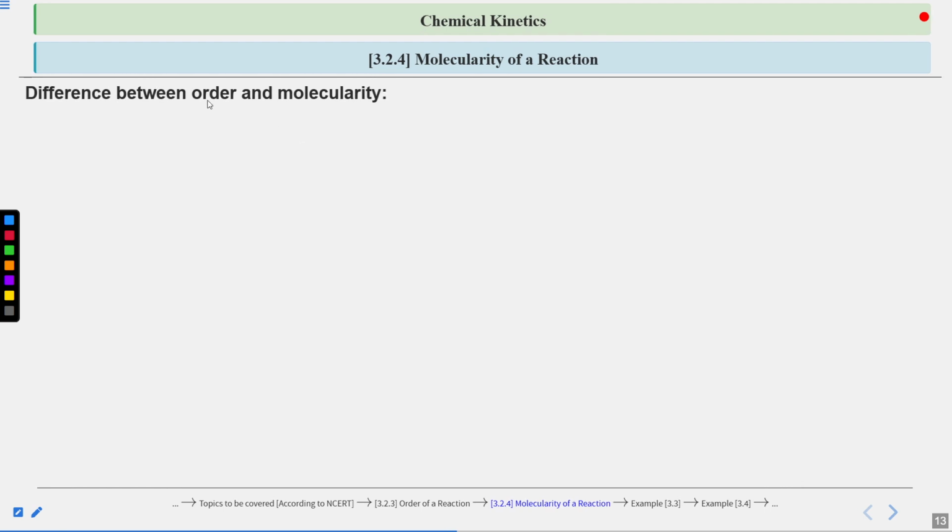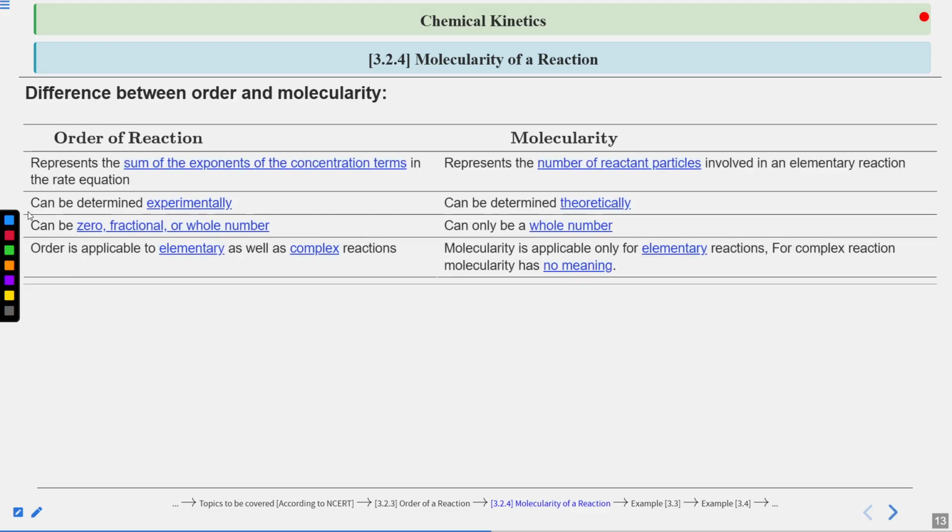Now let's see what the difference is between the order and the molecularity of the reaction. We can represent this with the help of this given table, where the order of the reaction is in one column and the molecularity is defined in another column. The order of reaction represents the sum of the exponents of the concentration terms in the rate equation. Whatever power each concentration term has, when you add them, you get the order of the reaction in the rate equation.